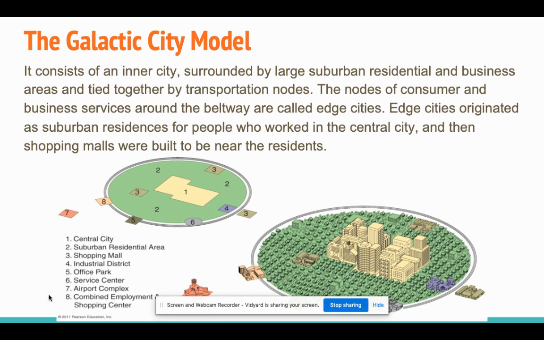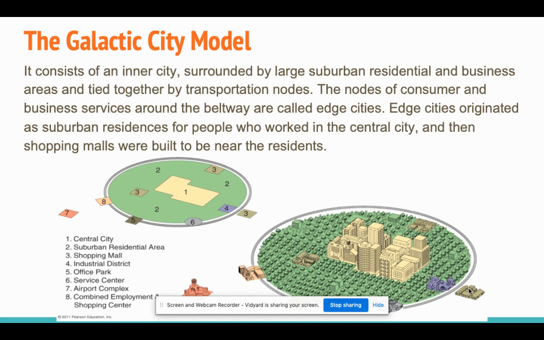Okay, the galactic city model. One of the things that is easy to understand, or kind of a big identifying factor about the galactic city model, is this edge around the city. It's called the beltway, okay? We might think of this as maybe like a freeway or an interstate. And on the edge of this galactic city model, we have what's called edge cities. We're going to talk about edge cities a little bit more in just a little bit.